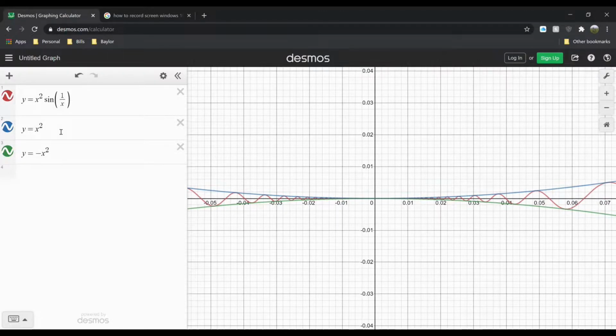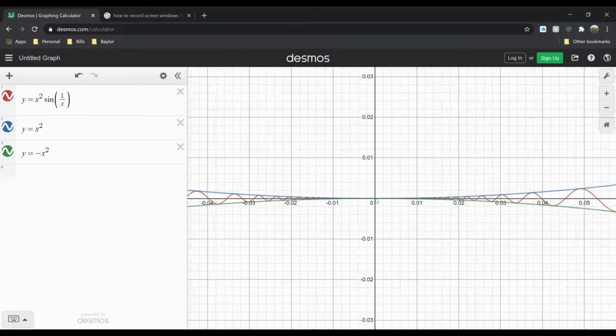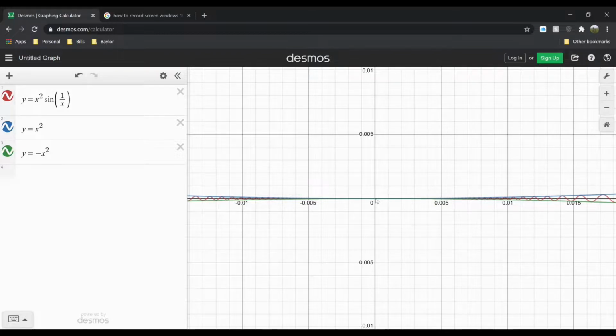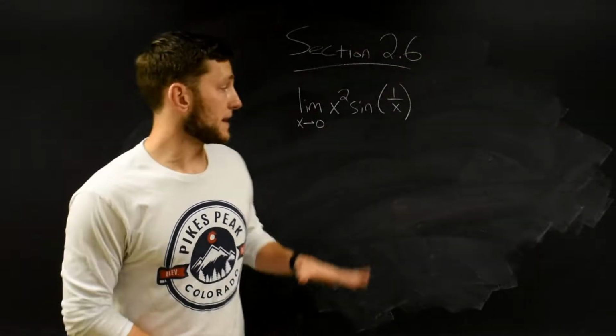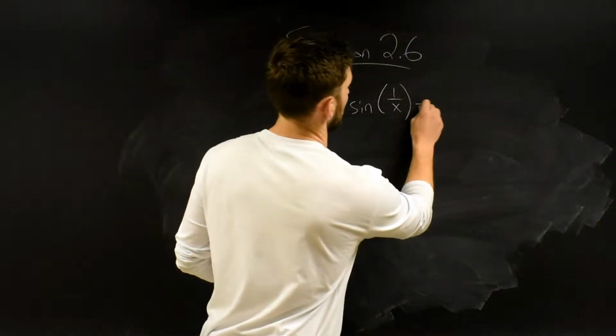Well, if I did the limit of x squared as x approaches 0, I'd get the answer 0. And if I take the limit of negative x squared as x approaches 0, I'd also get 0. Well, that's what the squeeze theorem is basically saying. If you have a function above you, x squared, and a function below you, negative x squared, who have the same limit, 0, turns out that since you were squeezed between them, you also have to be 0. So now from the graph, we notice that the answer to this has to be 0.